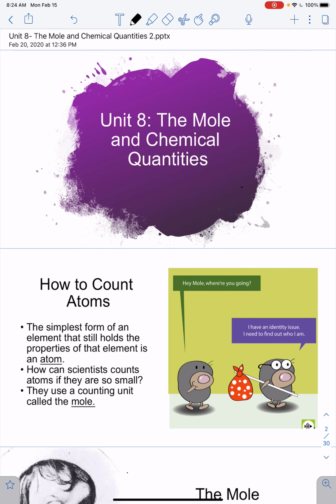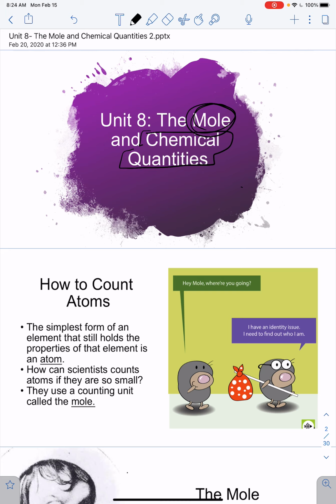Okay, guys, Unit 8 is our next unit, and we're going to be talking all about chemical quantities. The first one we're going to be discussing is the mole. So the mole is our chemical dozen. That's kind of what you need to keep in mind.